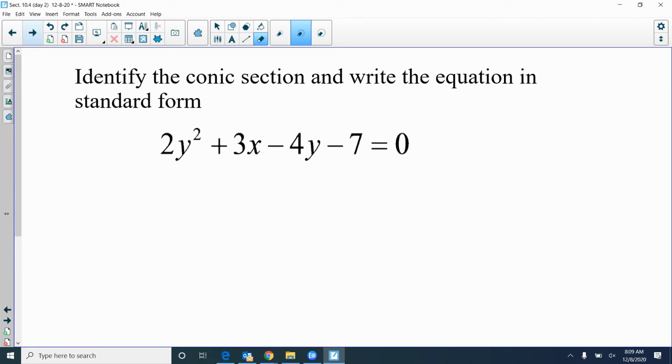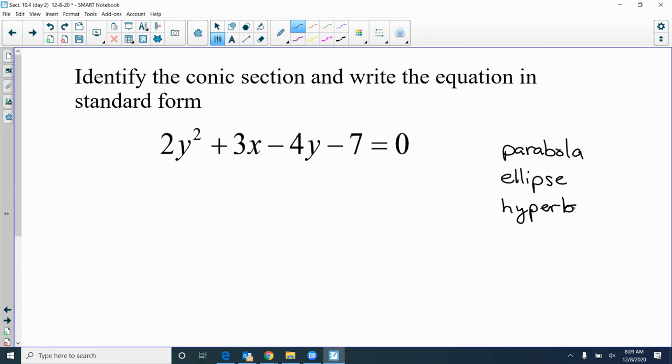I'm going to give you an equation, and it's going to say identify the conic section and write the equation in standard form. Some of you are going to say, what does conic section mean? Basically, it's saying, is it a parabola? Is it an ellipse? Or is it a hyperbola? And all I want you to do is write it in the standard form.